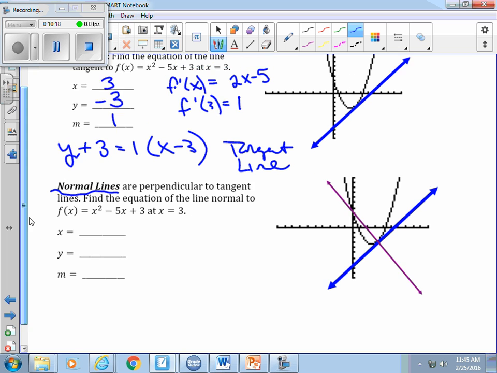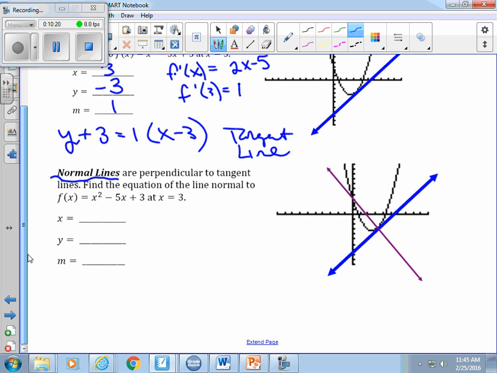Notice this is the same equation we had earlier, right? I want the normal line at 3. Well, the x value is still 3. The y value is still -3. But the m is different. The m is the opposite reciprocal because it's perpendicular, so -1. Opposite reciprocal. Flip it and make it negative.